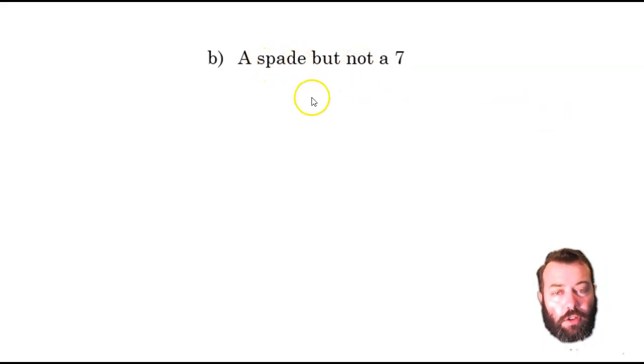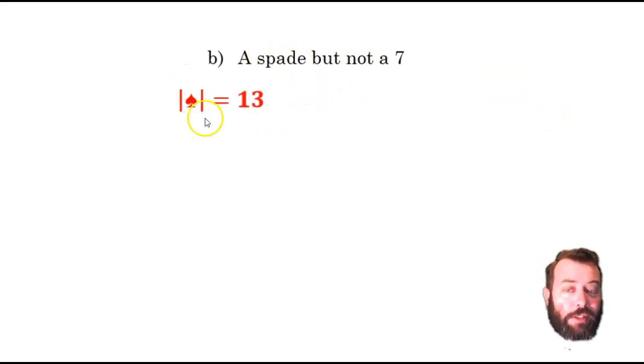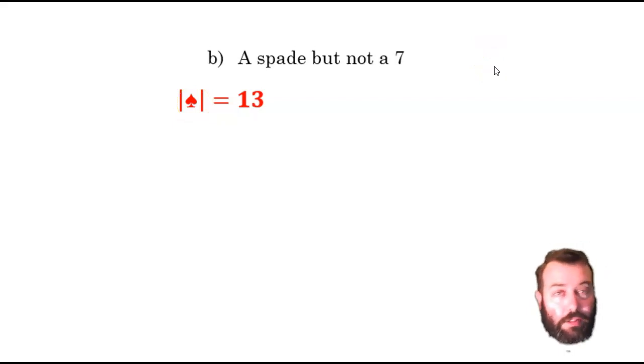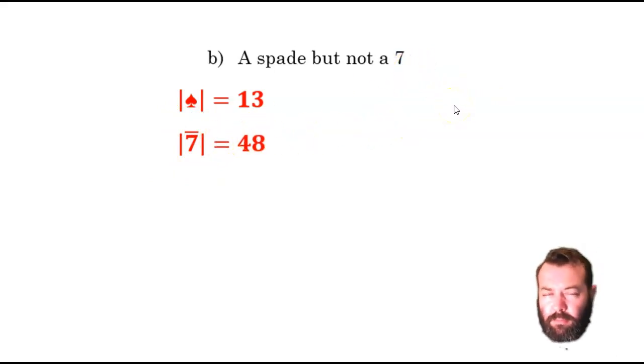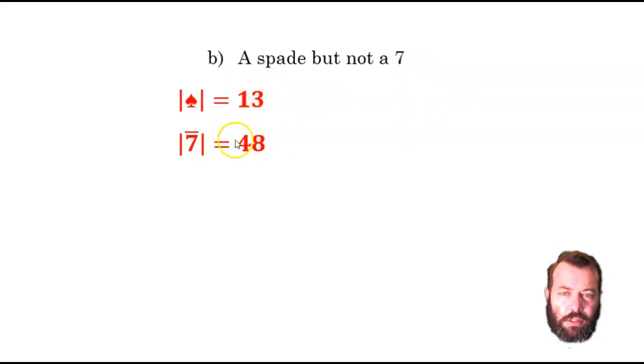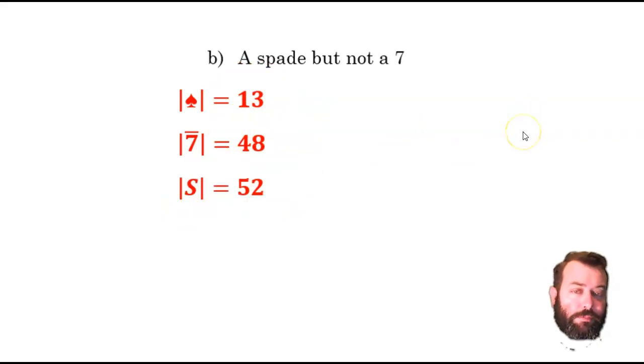So I'm after the intersection of spade, and the size of that space is 13. There are 13 spades in a deck of cards: 13 spades, 13 hearts, 13 diamonds, and 13 clubs. The size of this space, not a 7, the complement of 7, how many cards are not 7s? 48 of them. The size of my sample space is 52.